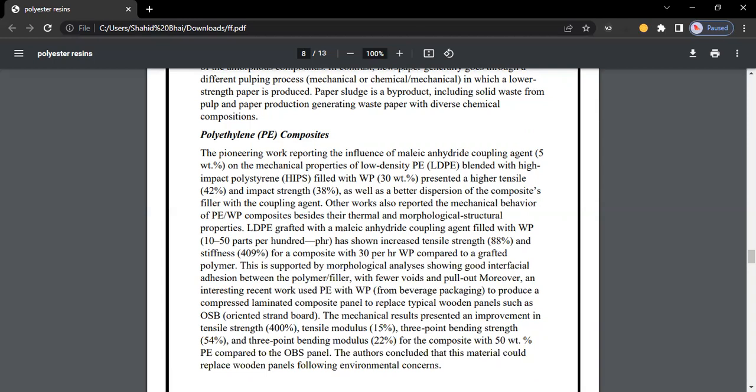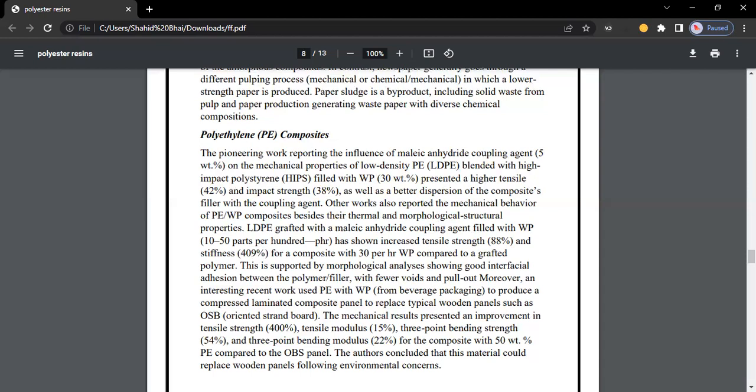30% weight percentage, presented in the high tensile strength 42% and impact strength of 38%, as well as better dispersion of the composite filler with the coupling agent. Other works also reported the mechanical behavior of composites besides their thermal and morphological structure properties.